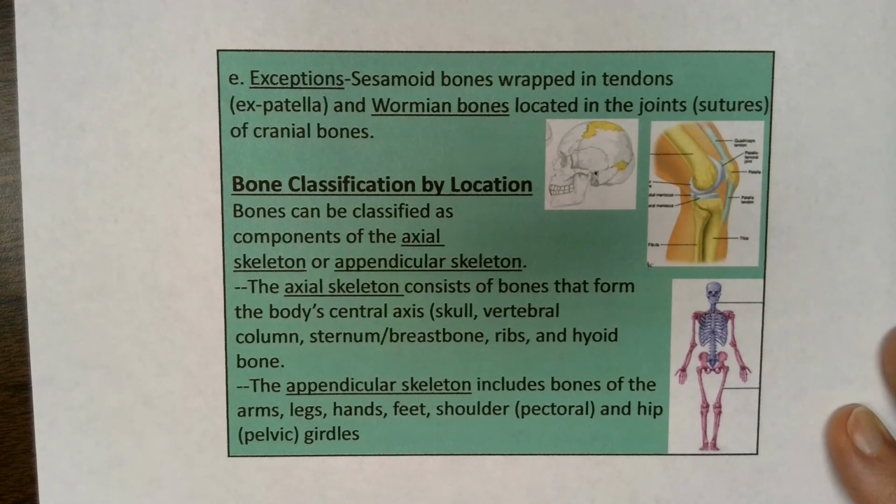We can also classify bones based on location. They're either going to be classified as components of the axial skeleton or the appendicular skeleton. The axial skeleton is what's shown in blue on this diagram at the bottom. As it says, they consist of the bones that form what we know of as our central axis. So it's the skull, all the bones that make up the vertebral column, the sternum or the breastbone, the ribs, and what's known as the hyoid bone.